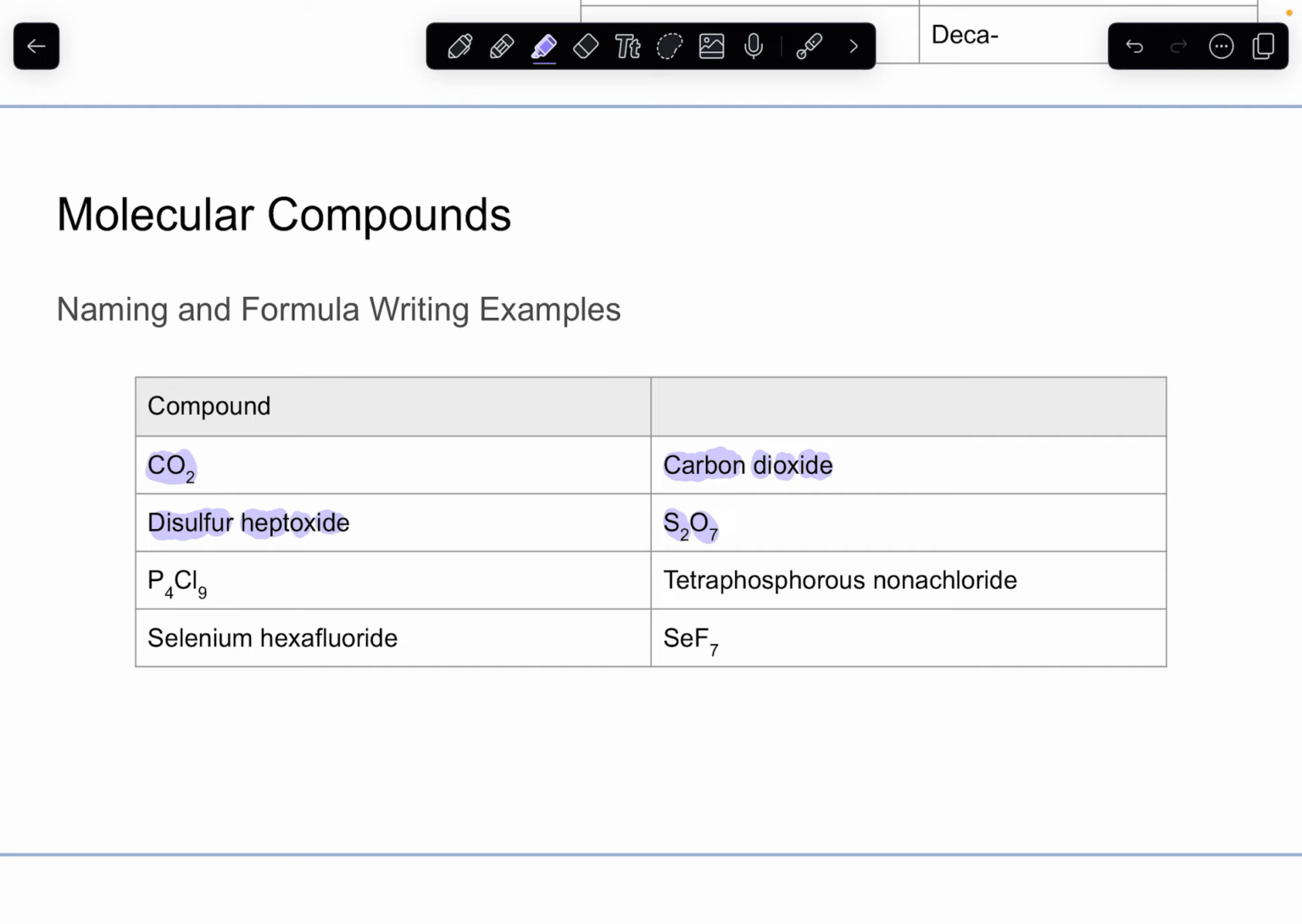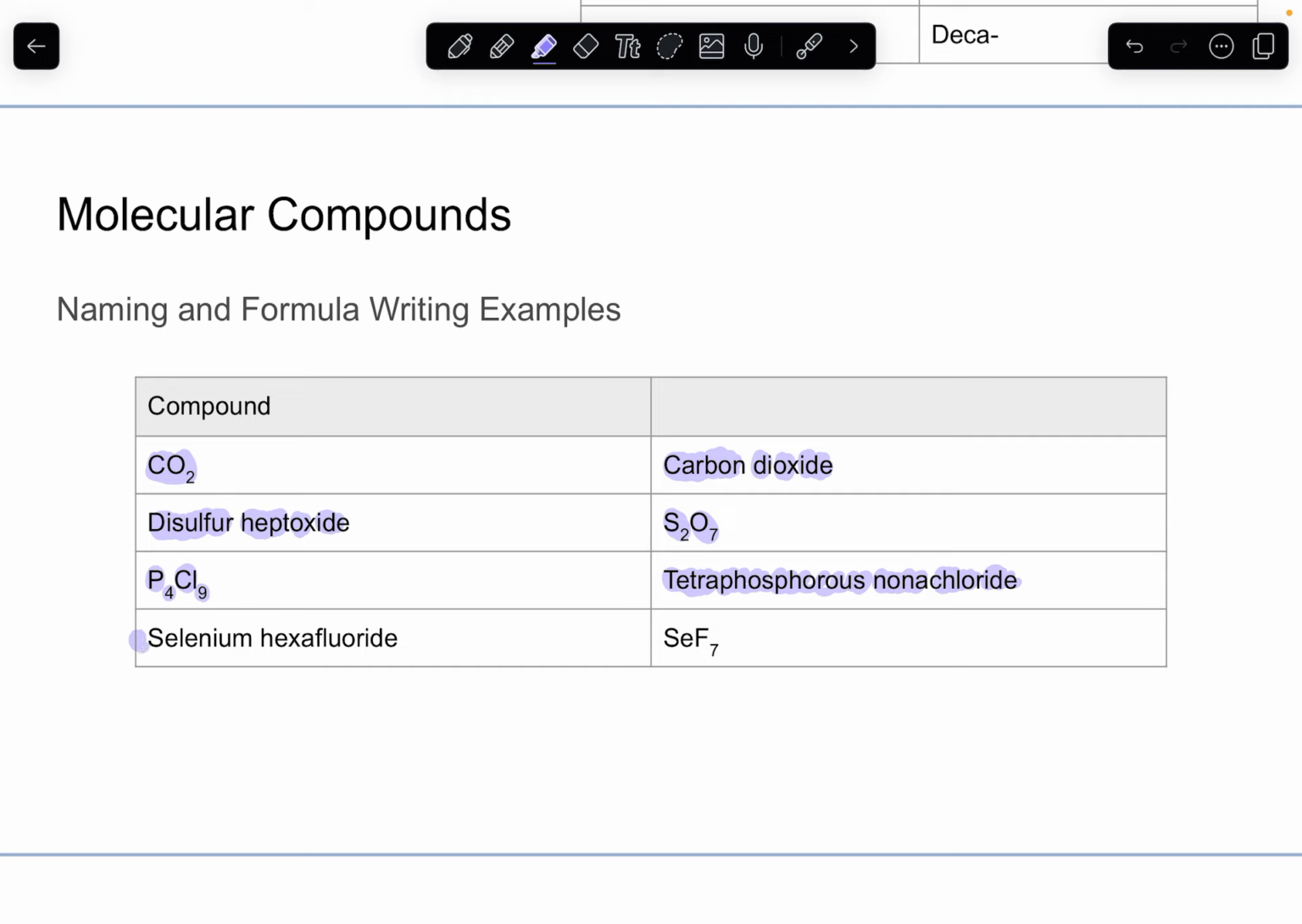P4Cl9, first element is phosphorus. How many are there? 4. Prefix for 4 is tetra. So this compound starts with tetraphosphorus. The second element is chlorine. How many chlorines are there? 9. The prefix for 9 is nona. So the second element here is nona chloride, making our name tetraphosphorus nona chloride.